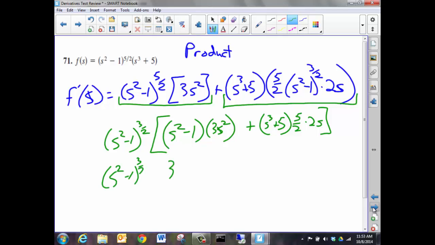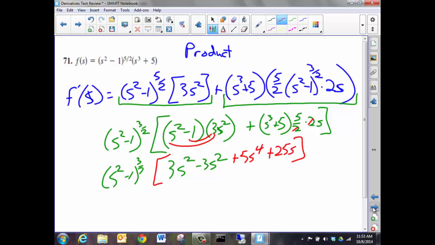And I get 3s to the 4th minus 3s squared. That's distributing here. Over here in the second term, my 2's will cancel. So I've got a 5s on the outside to distribute through there. Is everybody with me on that? So 5s to the 4th plus 25s. And now I just need to clean that up. Oh, yes, this should be 3s to the 4th here. I think I said that and just wrote the wrong thing. Thank y'all for catching that.